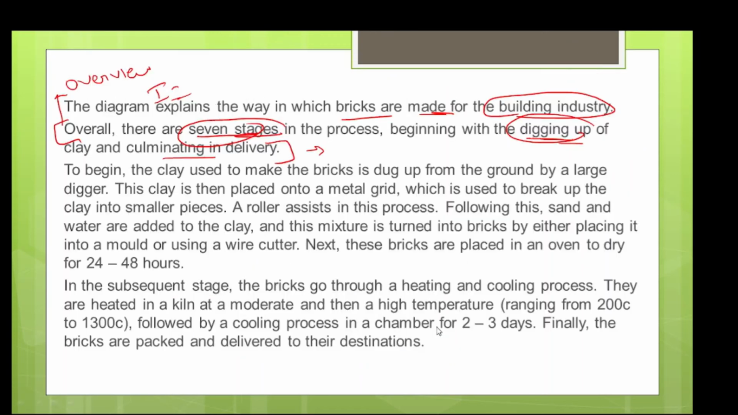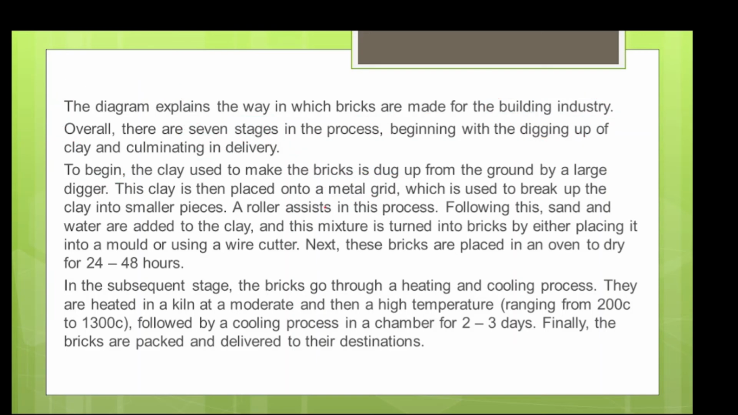After that, let's see how we move further. So we can see, to begin, a connector. The clay used to make the bricks is dug up from the ground by a large digger. This clay is then placed on a metal grid which is used to break the clay into smaller pieces. A roller assists in this process. Following this, sand and water are added to the clay and the mixture is turned into bricks by either placing it in a mold or using a wire cutter.